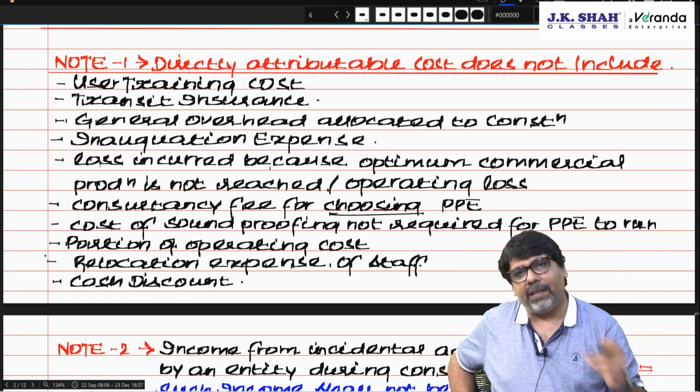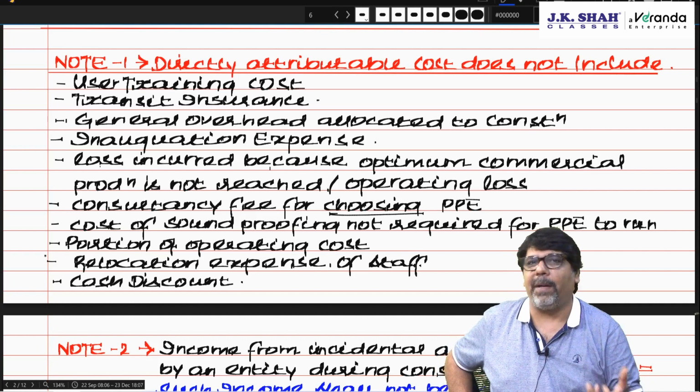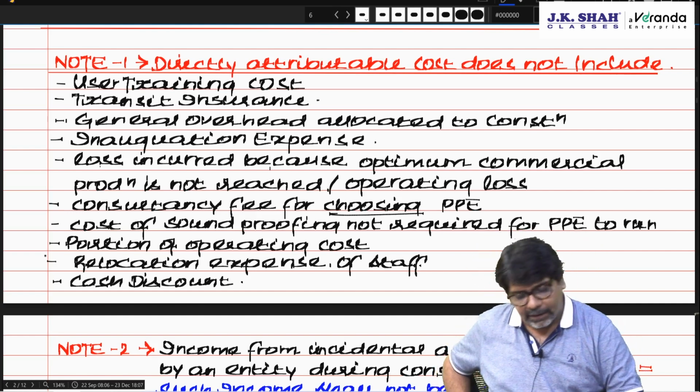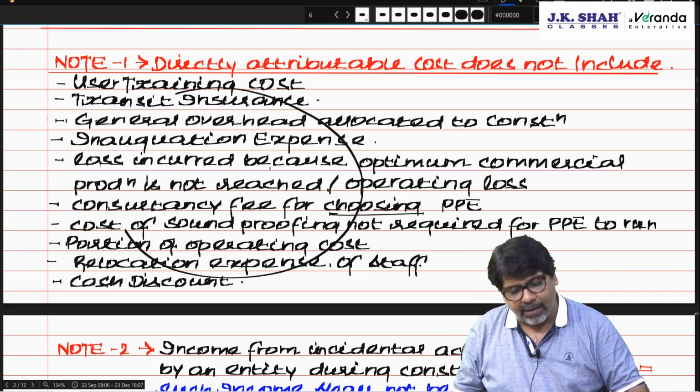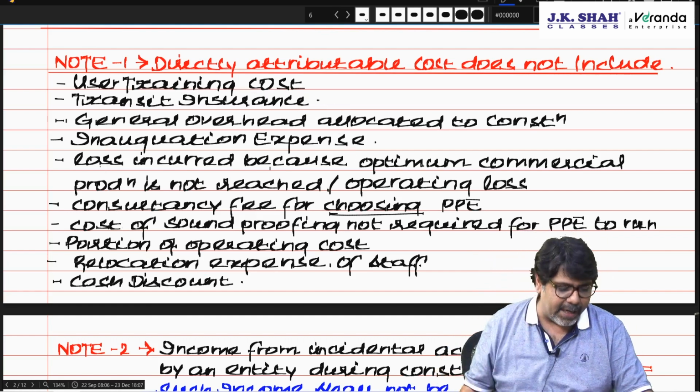Cash discount, that cash discount which I am getting for prompt payment, that I am not getting on the asset. So that discount is also disallowed. So these are most of the examples which are disallowed. Apart from this, any expenditure you see is allowed, and it should be added.